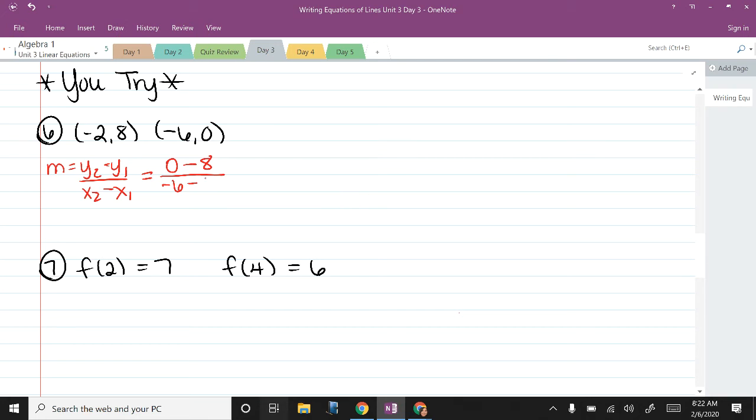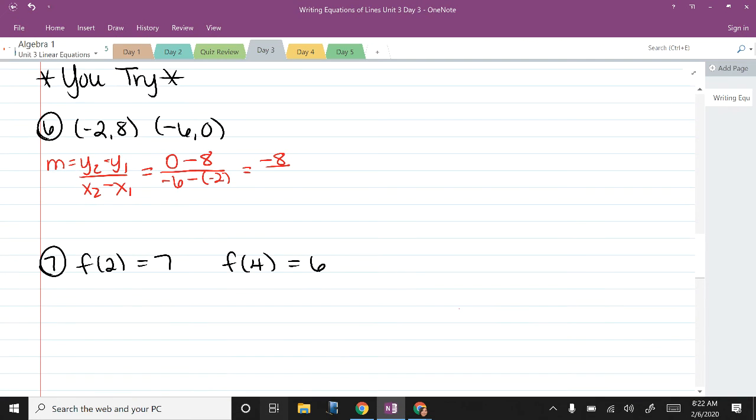minus -2. So on top, 0 minus 8 is -8 over, that's -6 plus 2, which is -4. And what's -8 divided by -4? +2. Did y'all get +2 for your slope? If you don't get your slope right, you're not going to get your B right or anything else right. So you've got to be careful with your signs doing your slope, okay? We've already learned it and quizzed on it.